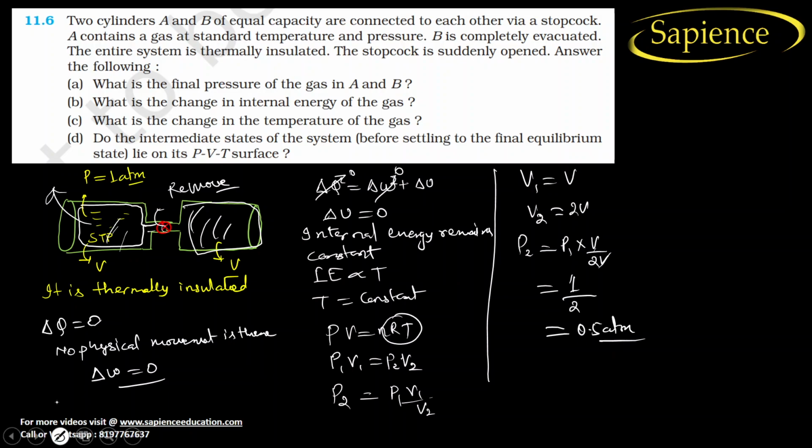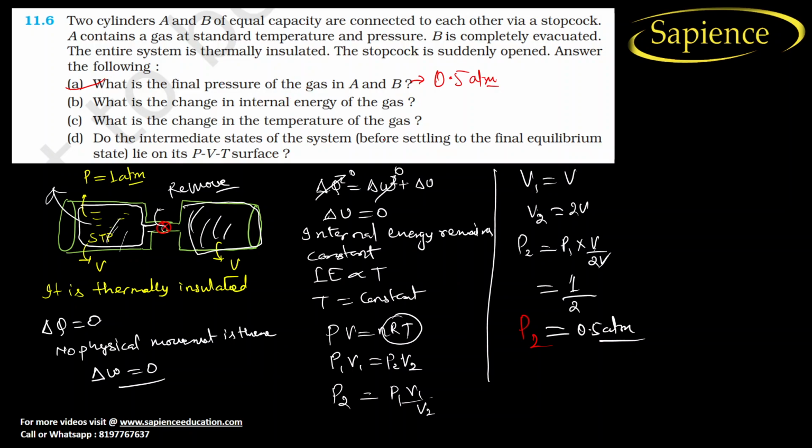Now let us go through step by step what they are asking. First of all, what is the final pressure of the gas in A and B? Definitely I have got the result. The final pressure P2 is equal to 0.5 atmospheric pressure.